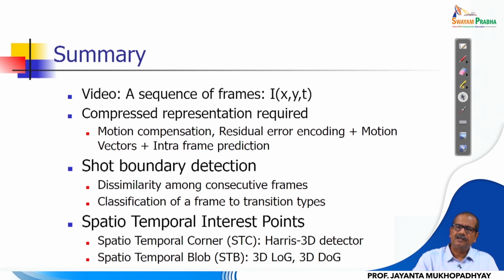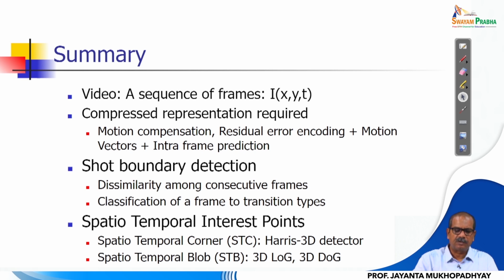So here we come to the end of this lecture, and let us summarize the things we discussed in this particular topic. First thing is that a video is a sequence of frames, as you can see, and we should have compressed representations, which means it should have motion compensation. We discussed compressed representations involving motion compensation, residual error encoding, motion vectors, and intra-frame prediction. So these are the 3 major features of the base compression schemes.